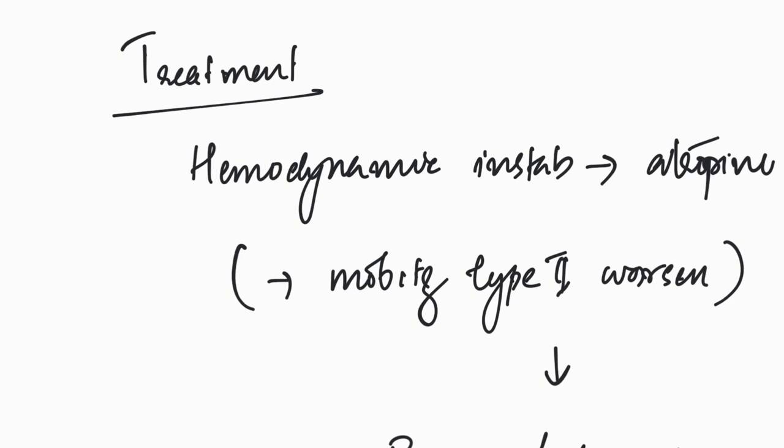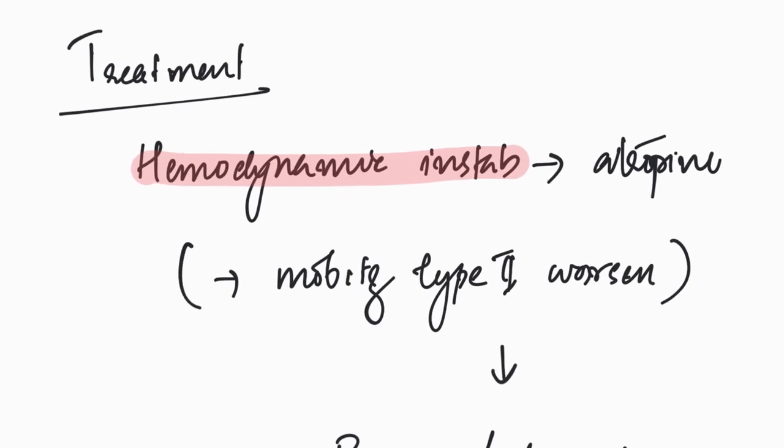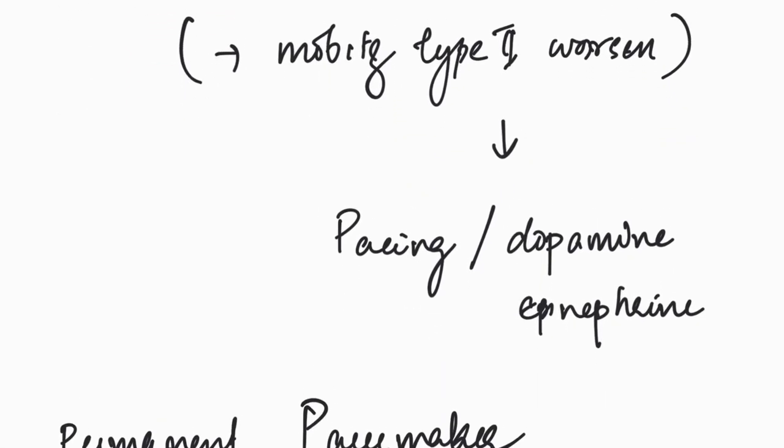So if the patients are hemodynamically unstable, they should be treated with atropine 1 milligram, which may be repeated up to 3 times at an interval of 3 to 5 minutes with a total of 3 milligram of atropine. And if hemodynamically worsening, then we should consider the use of a pacemaker or dopamine and epinephrine. So one thing that we should note is that atropine may worsen Mobitz type 2 block.